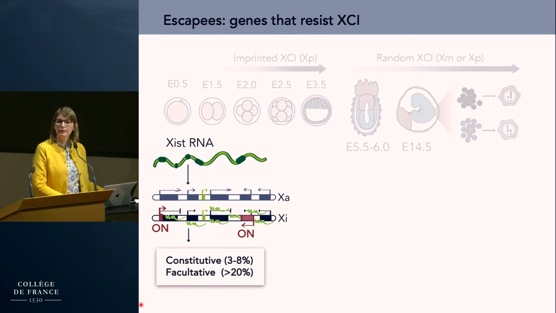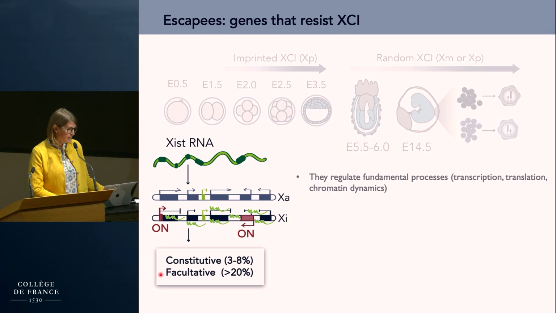You can have constitutive escapees, and we normally refer to those as genes that always resist X inactivation in all contexts and from the beginning of the process and in all individuals. And then we have facultative escapees, and these are many more, and they do resist the process very variably across individuals or different tissues. So what we know about these genes is that many of them actually do regulate very important processes, including transcription, translation, and chromatin dynamics.